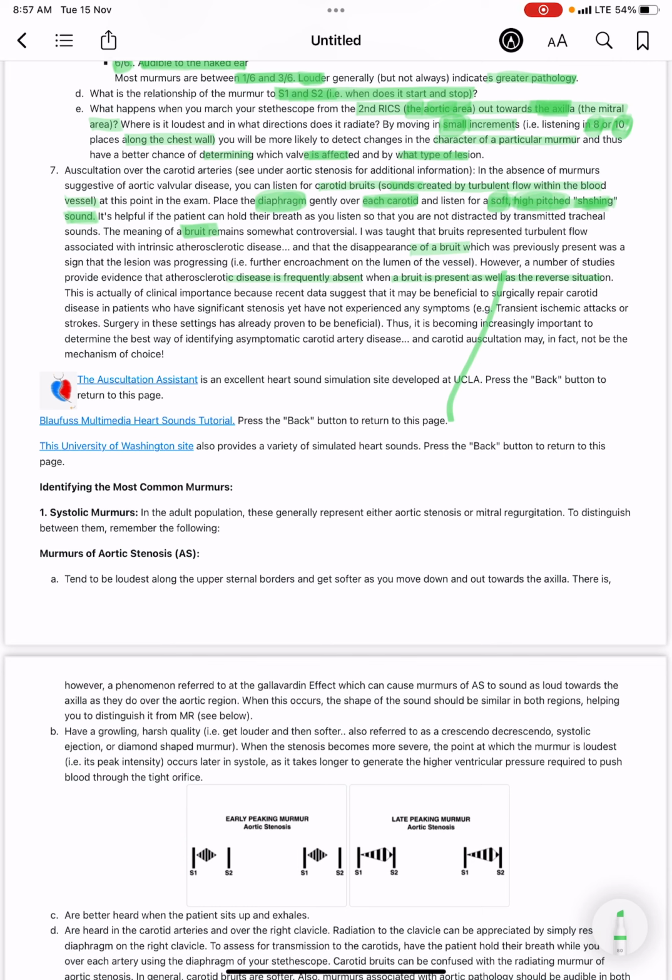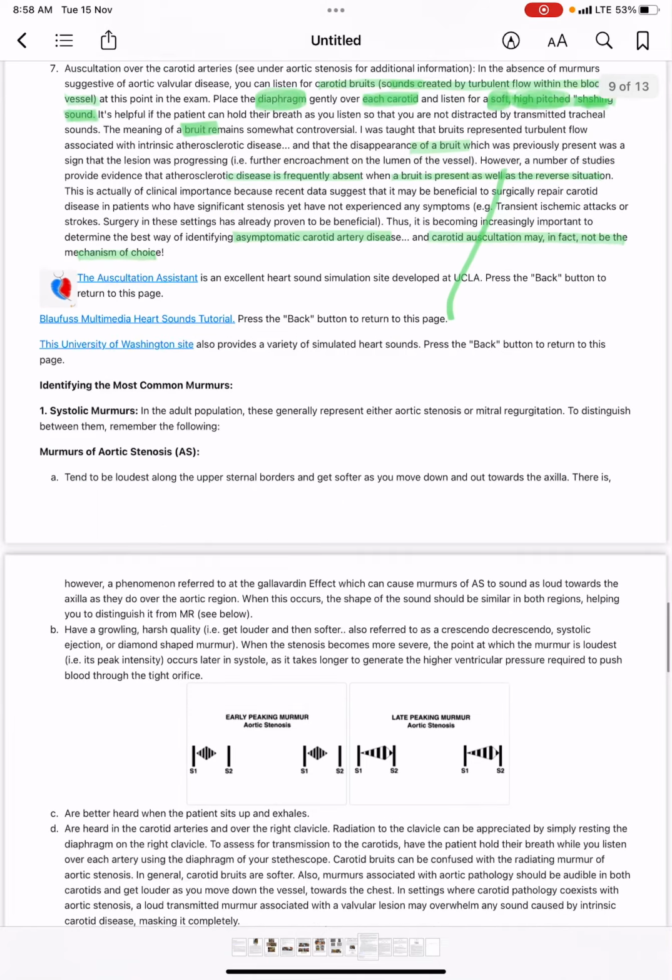This is actually of clinical importance because recent data suggests that it may be beneficial to surgically repair carotid disease in patients who have significant stenosis yet have not experienced any symptoms like TIA or stroke. Surgery in these settings has already proven to be beneficial. Thus it becomes increasingly important to determine the best way of identifying asymptomatic carotid artery disease, and carotid auscultation may in fact not be the method of choice.